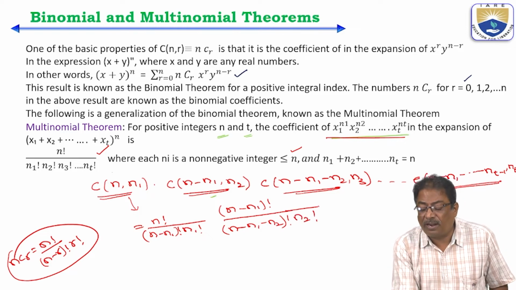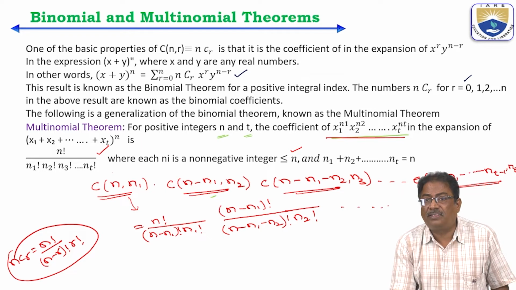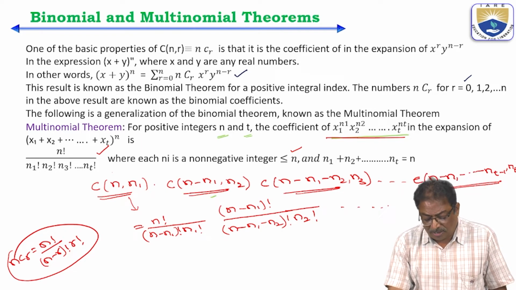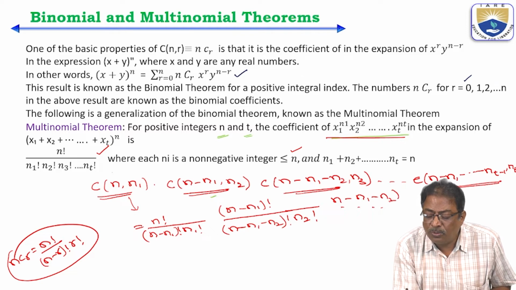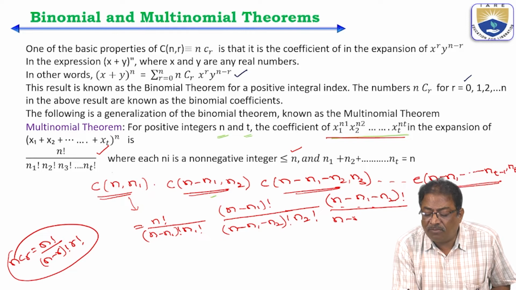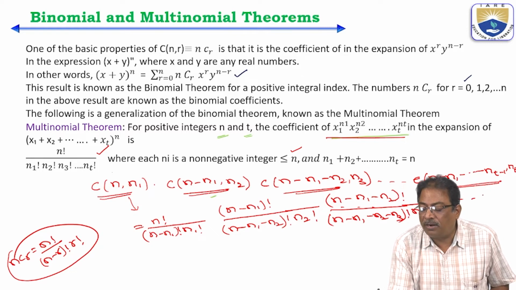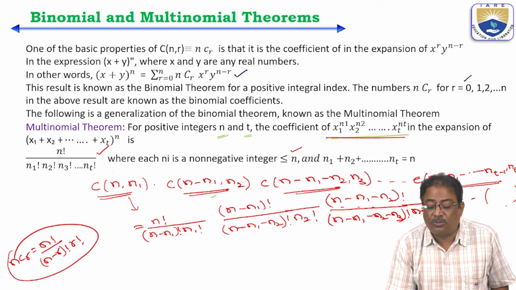N2 factorial. Like this, we are going to get all the things, and finally the simplification will be there. Say I am taking the next one, (n minus n1 minus n2) factorial by (n minus n1 minus n2 minus n3) factorial into n3 factorial, and so on. Then the last one also we are going to write.